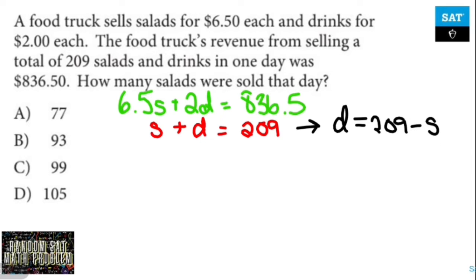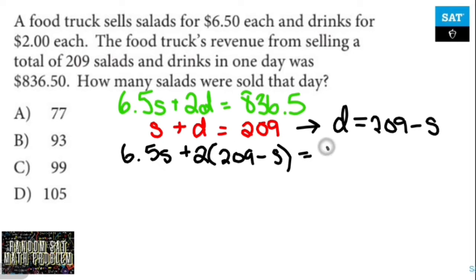I take that equation and I pop it into the top equation. So 6.5S plus 2, I'm going to replace the D with what I found here, 209, so parentheses, 209 minus S. Make sure your S's don't look like 5s because mine often do. Close the parentheses, equals 836.5.